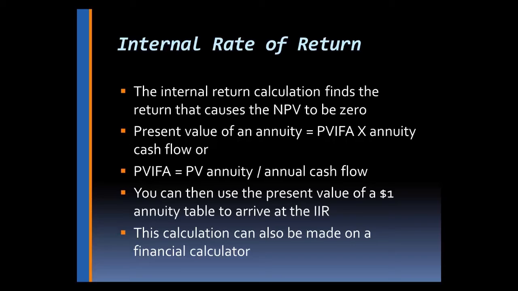So how we calculate it is we take the present value of the annuity, which is the PVIFA times the annuity or cash flow. So the PVIFA is calculated as taking the present value of the annuity divided by the annual cash flow. And then you want to use the present value of $1 annuity table to arrive at the internal rate of return. So here we are looking at the present value of the $1 annuity table. Now, you can look at a table or you can make this calculation on a financial calculator.